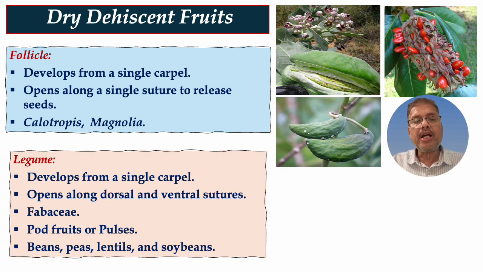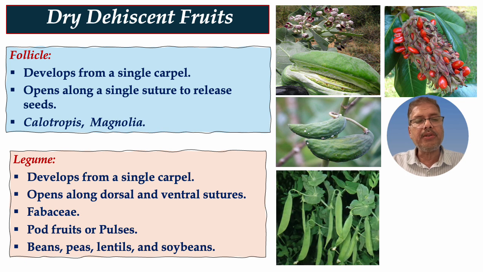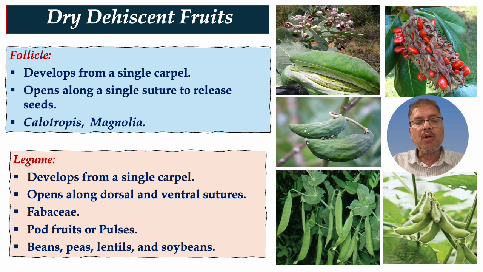Legume is a simple dry fruit that develops from a single carpel and usually splits open along the two seams, that is dorsal and ventral sutures. A legume is produced by plants in the family Fabaceae. Legumes are also referred to as pod fruits, and when used as dry seed, they may be called pulses. Examples include beans, peas, lentils, and soybeans.